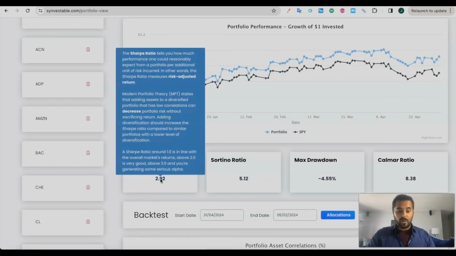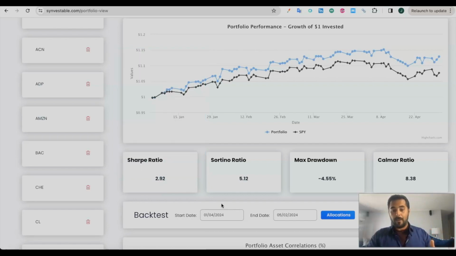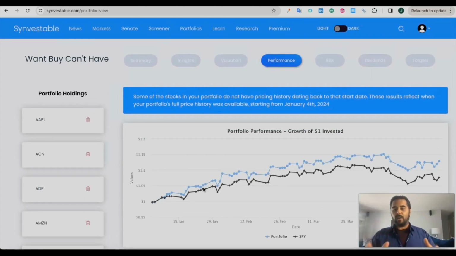My Sharpe ratio has almost gone up to 3 now. That's amazing in terms of risk-adjusted return. So in just a few minutes, I've created a strategy that's outperforming the S&P 500. Most money managers will never outperform the S&P 500 in their career. Using Synvestable in a couple of minutes, we just did that.